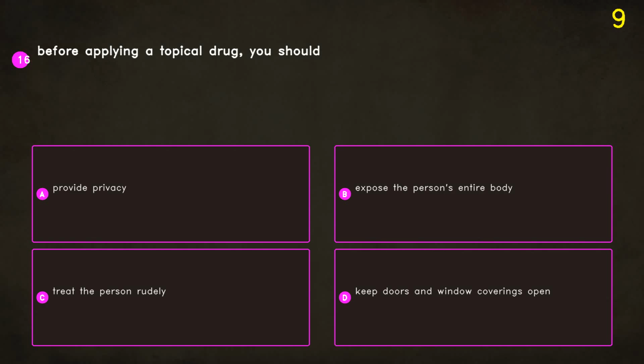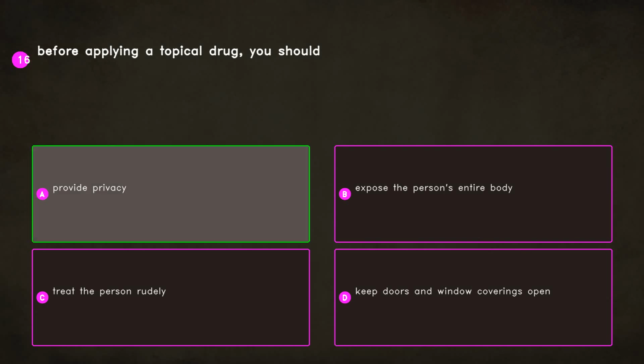Question 16. Before applying a topical drug, you should A. Provide privacy. B. Expose the person's entire body. C. Treat the person rudely. D. Keep doors and window coverings open. The correct answer is provide privacy.